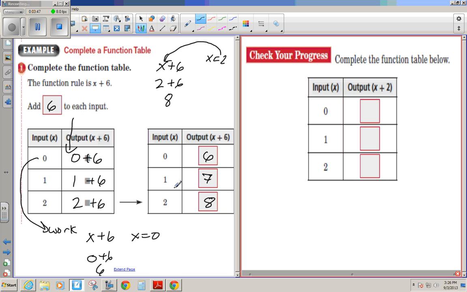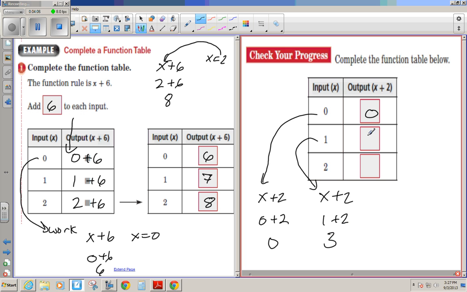All right, complete the function table. We know the rule is x plus 2. So we start with x plus 2. We take 0, we plug it in. And now we know our output. Start with x plus 2. Put 1 in there. And we now know our output.